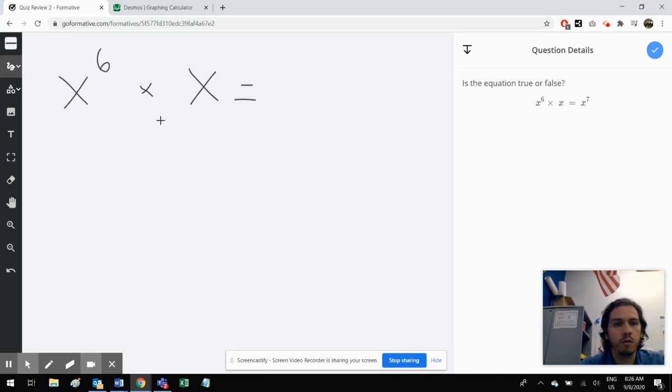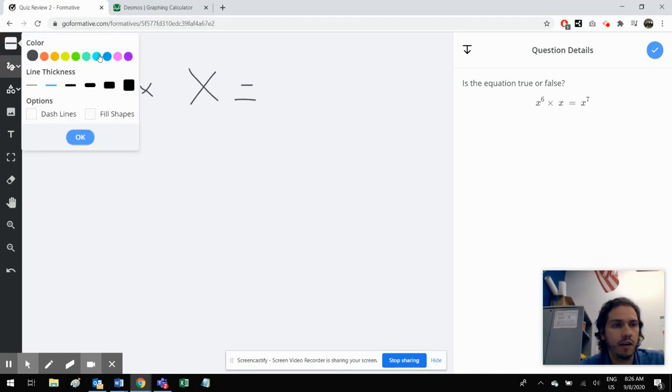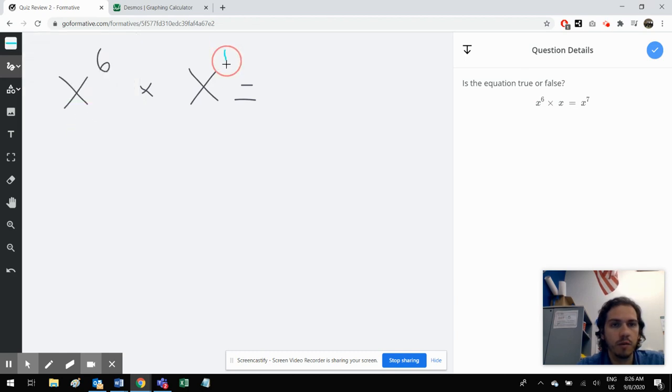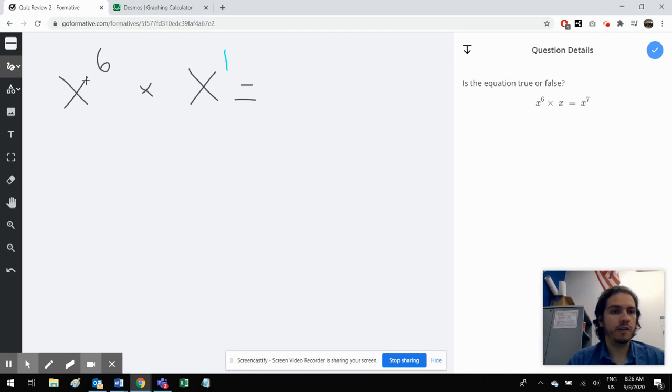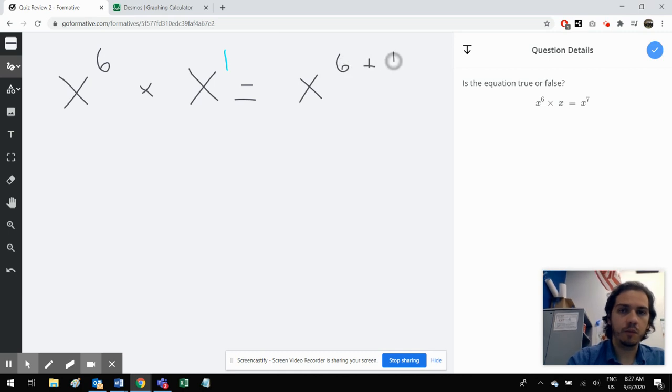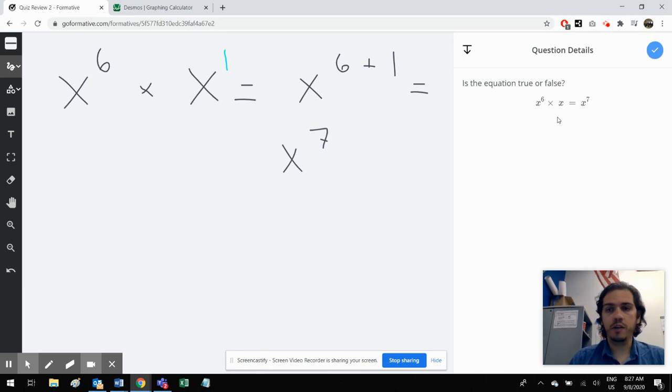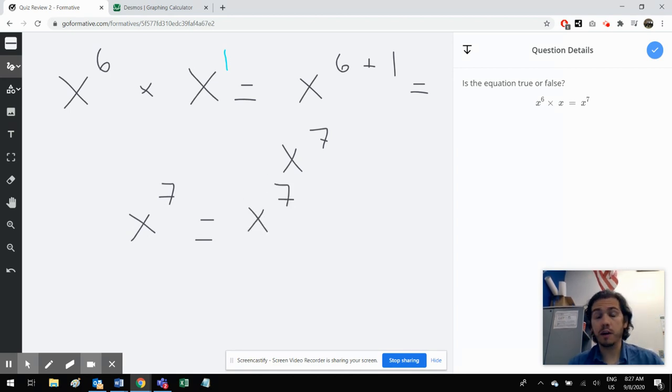What does that equal? Well, remember this x right here has a hidden invisible exponent of 1. So we don't want to forget that, right? There's a 1 there. And then all we have to do, since they have the same base, is add the exponents. So x to the power 6 times x to the power 1 is x to the power 6 plus 1, which is equal to x to the power 7. So everything on the left here is equal to x to the power 7. Is x to the power 7 equal to x to the power 7? Is that true or false?